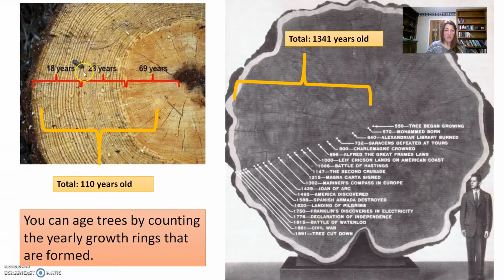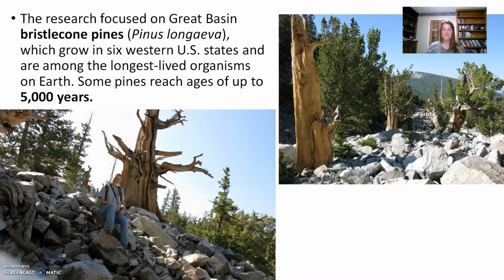You can see where there might have been a really good year of growth, if there was a bigger gap. And if it was kind of not so great, a little small, it might have been a more difficult or challenging year of growth for the tree. Now this is a redwood, and it is 1,341 years old. It's just amazing to think of the history that it has lived through, and so it's fun to check that out.